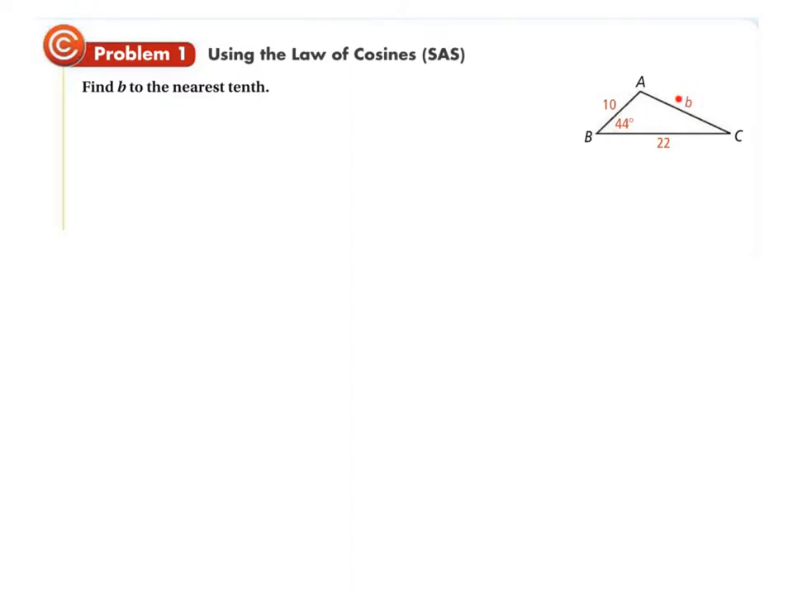Whenever you have this opposite side and angle pair, this is the thing that's going to be by itself. It's going to be b squared equals a squared plus c squared minus 2 times a times c times cosine of that angle, 44. It's like this, okay? That's the whole thing, law of cosines. So when you fill it in, b squared equals 22 squared plus 10 squared minus 2 times 22 times 10 times cosine of 44.